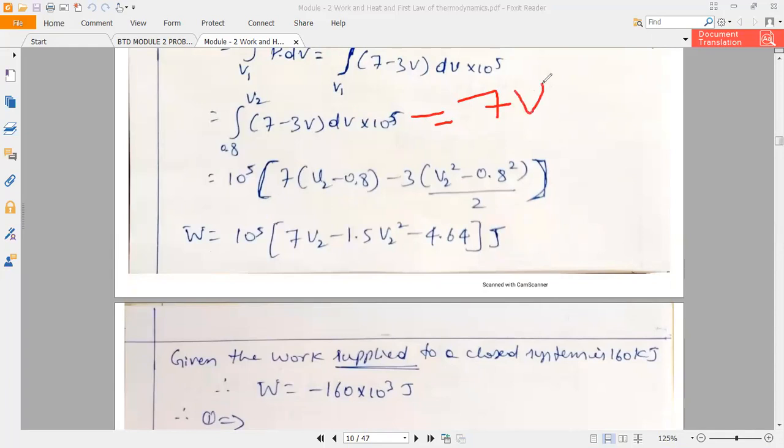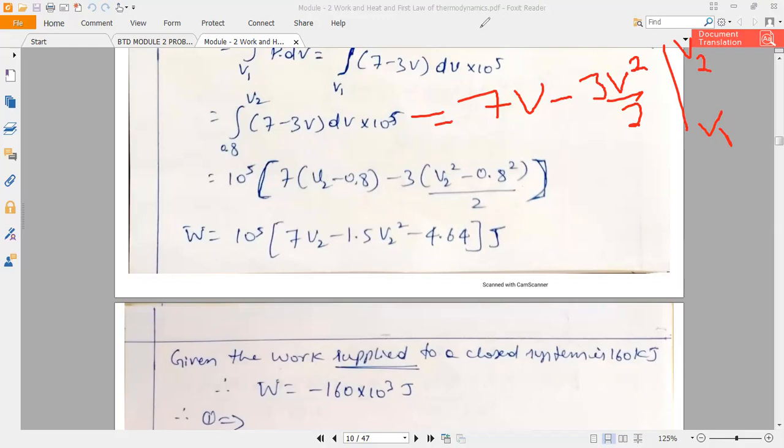7V minus 3V square by 2. The limit is from V1 to V2. Now substitute the limit into this one: 7 into (V2 minus 0.8), minus 3 into (V2 square minus V1 square) divided by 2, where V1 square is 0.8 square. Substitute the values, do the calculation. Just simplify it.